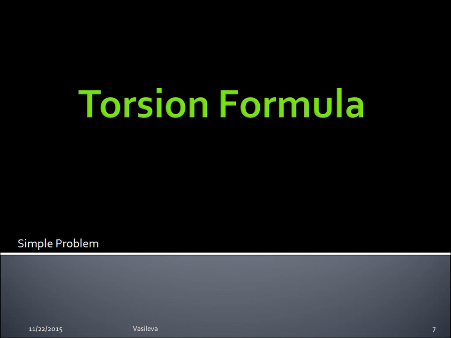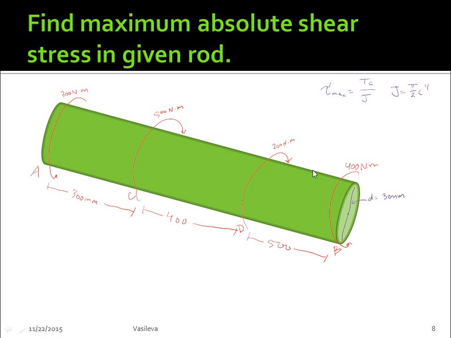Here's a simple problem to get you introduced to the torsion formula, to understand the basic concepts. The question asks to find the maximum absolute shear stress in the given rod. The two main equations we need to know are tau max equals Tc over J, and J equals pi over 2 c to the fourth.